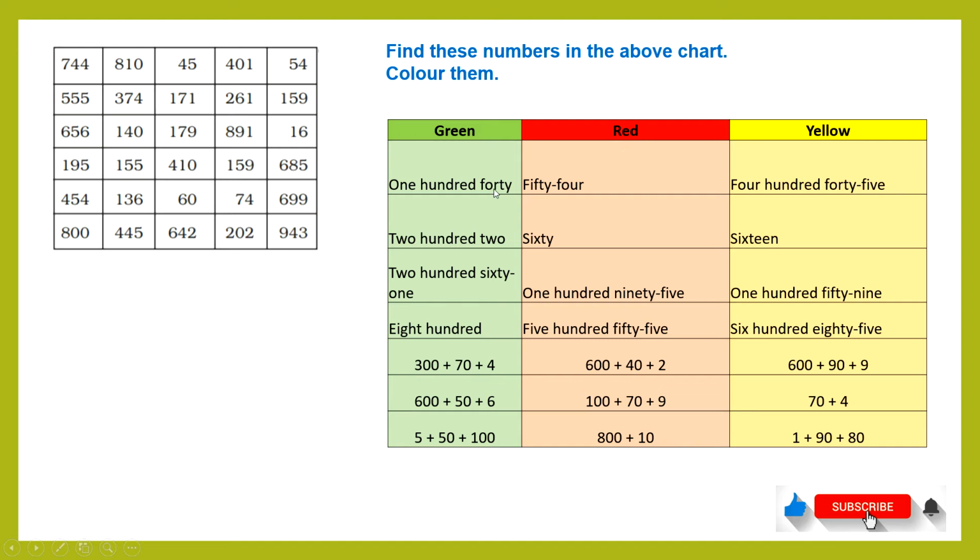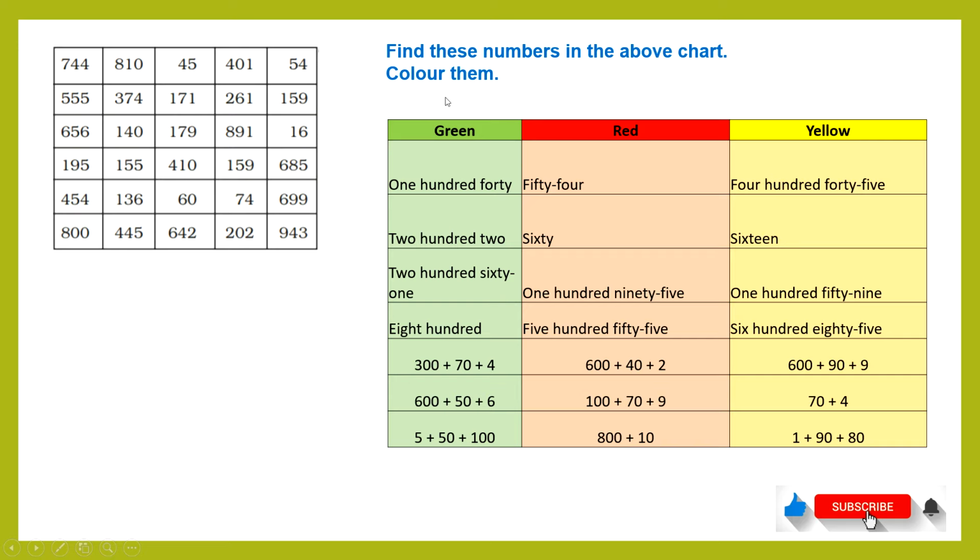For example, this is 140 and here is 140. You need to find this 140 and color it in green. So this cell will be colored in green. Red, 54. Okay, so we have to scan for 54. Where is 54? Here we got 54, and this number will be colored with red.